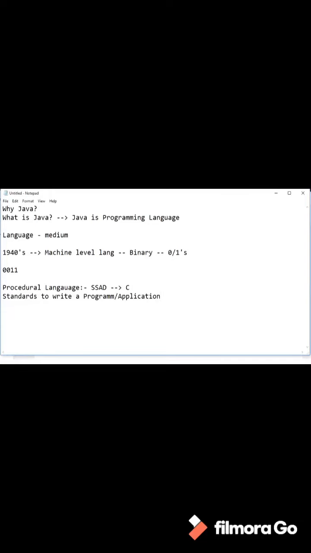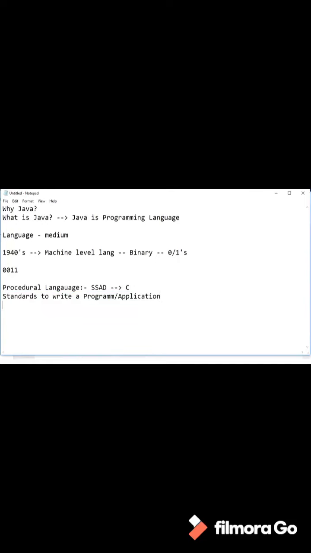Okay, this is a standard to write a program, because there was no standard by which you can create applications at the start. So procedural language says that you have to follow these standards, these steps, so that you can create the application. So let me quickly tell you.